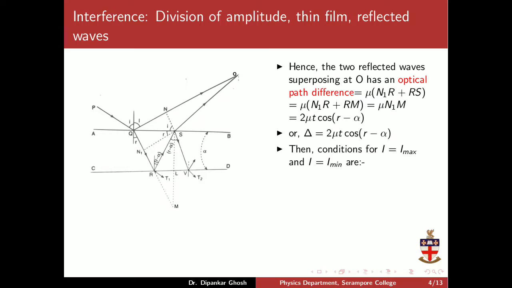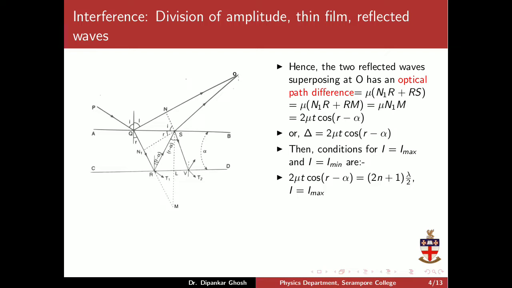Then conditions for Imax and Imin. You see here the ray reflected by the top surface of the thin film is basically reflection that is taking place when the ray is traveling from the rarer to the denser medium. Okay, so as we have seen in our previous classes, this reflected ray will have an extra phase of pi or an extra path length of lambda by 2.